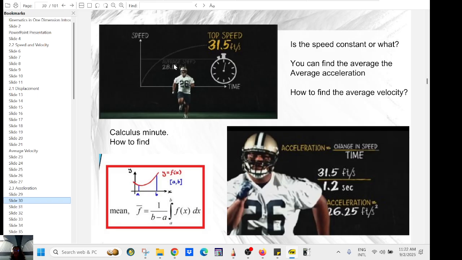You can find the average. So how can we find the acceleration? You just do the change in speed over the change in time, and you have the acceleration.